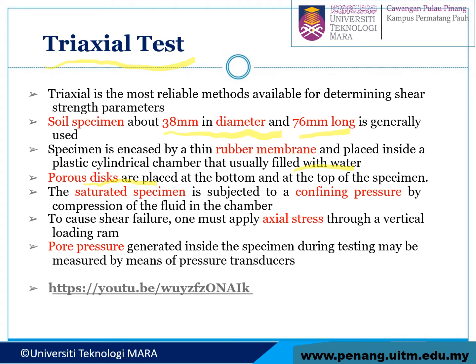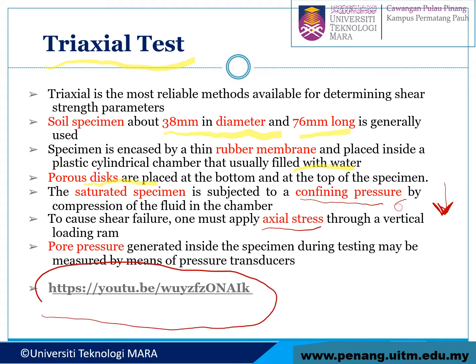So we have the confining pressure, or we call it sigma 3. To cause shear failure, one must apply axial stress through a vertical loading ram. So that means we apply the stress here. Pore pressure generated inside the specimen during the test may be measured by means of a pressure transducer. Alright, so you may look at this link and refer to this link.